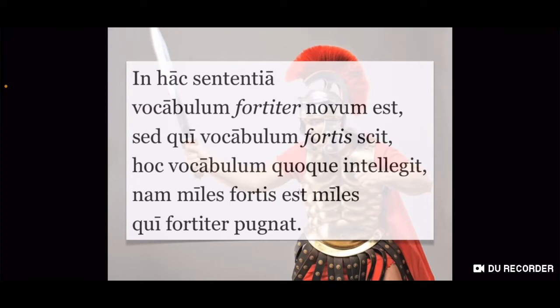In this sentence, the word fortiter is new, but he who knows the word fortis also knows this word, also intelligit. It's like knows, but it's like understand. Mostly you can use that for understand.